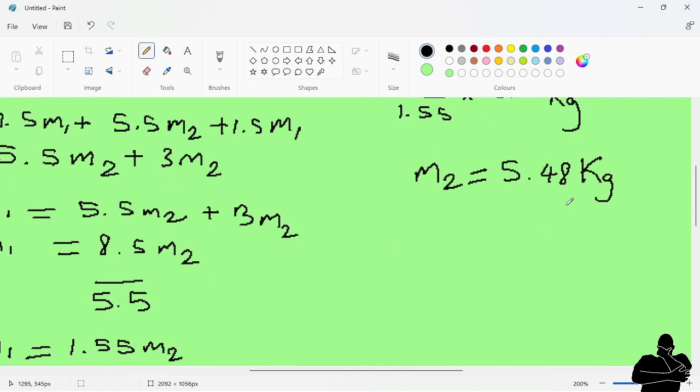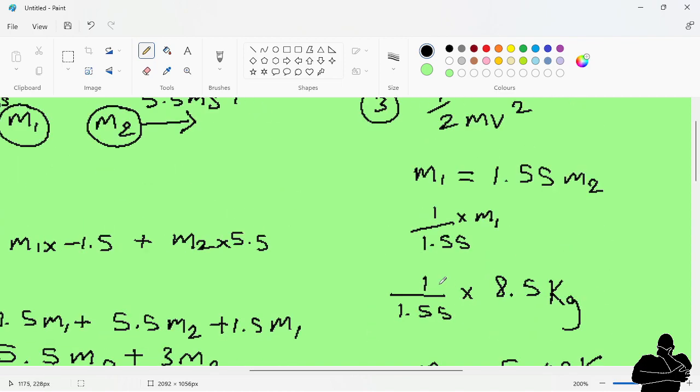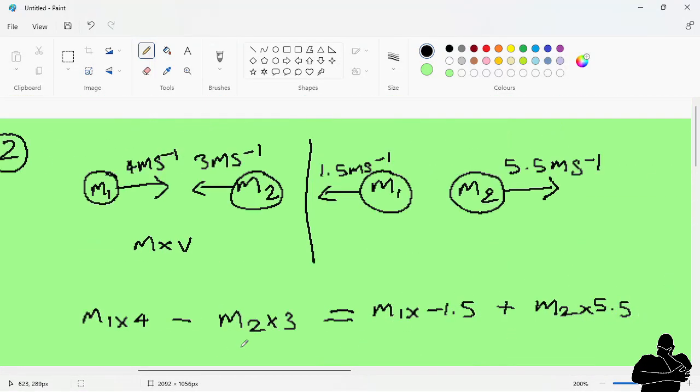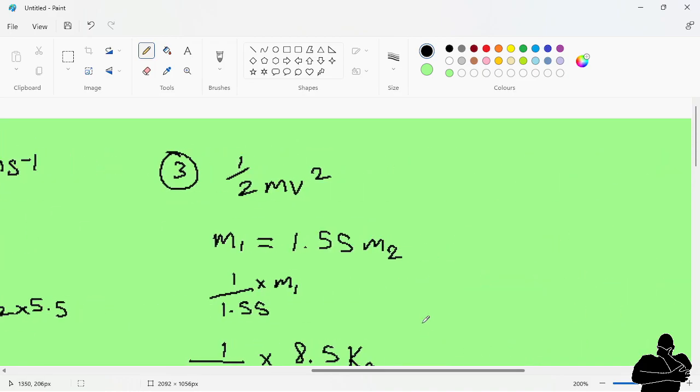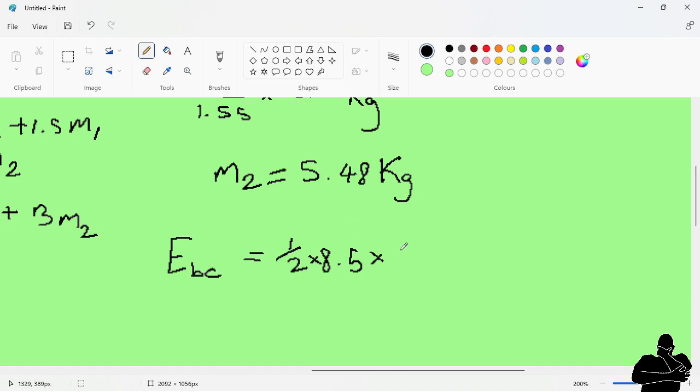Now that we have the mass of m2, we can calculate the kinetic energy before the collision. So, the energy before the collision, call it BC, is equal to half times 8.5, as 8.5 is m1, times the square of the velocity of m1 before the collision, and that velocity squared would be 4 squared, so that would just be 16, plus half m2, which we worked out to be 5.48, times the velocity of m2 squared.